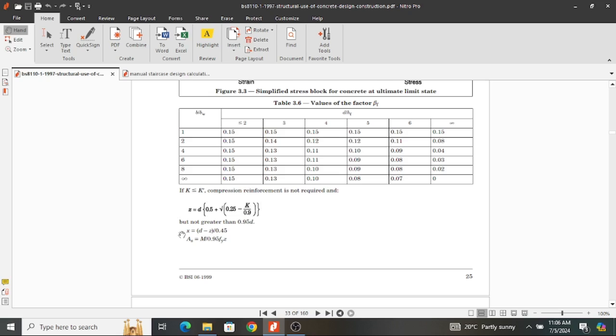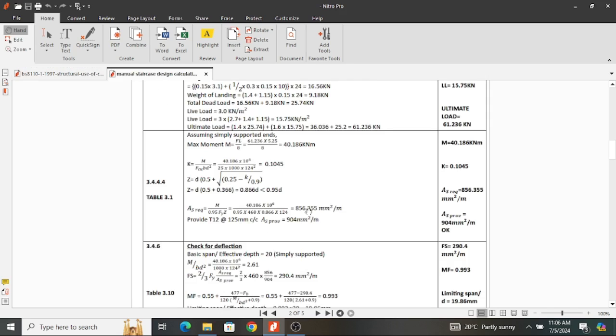But it comes with a clause that Z should not be greater than 0.95d. Therefore, our lever arm should be our value or 0.95d, whichever is less. So if I feed this into the formula, I get 0.866d, and this is less than 0.95d. Therefore, I'm going to use 0.866d as my lever arm, and this is what I will feed into the formula.